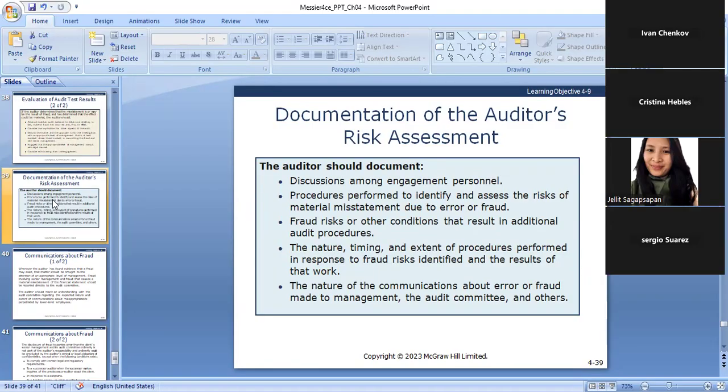Documentation of the auditor's risk assessment. Now, what kind of audit documents should the auditor have? The auditor should document the discussion among the engagement personnel, the procedures performed for identifying and assessing the fraud risk and other conditions, the nature, timing, and extent of the procedures, and the nature of the communication about error and fraud.